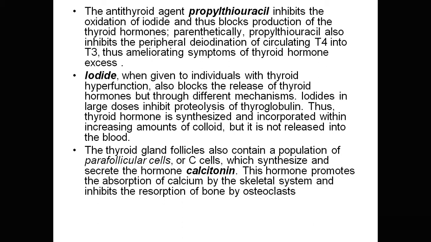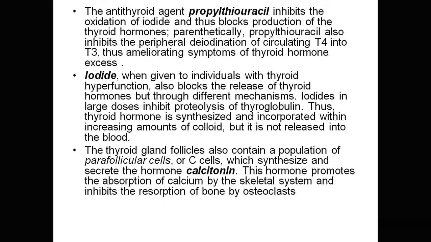The other hormone, which is called calcitonin, is not secreted from the thyroid follicular cells but by the parafollicular cells or the C cells. Parafollicular means the cells that are present beside the follicle, nearby the follicle. These C cells synthesize and secrete the hormone calcitonin.